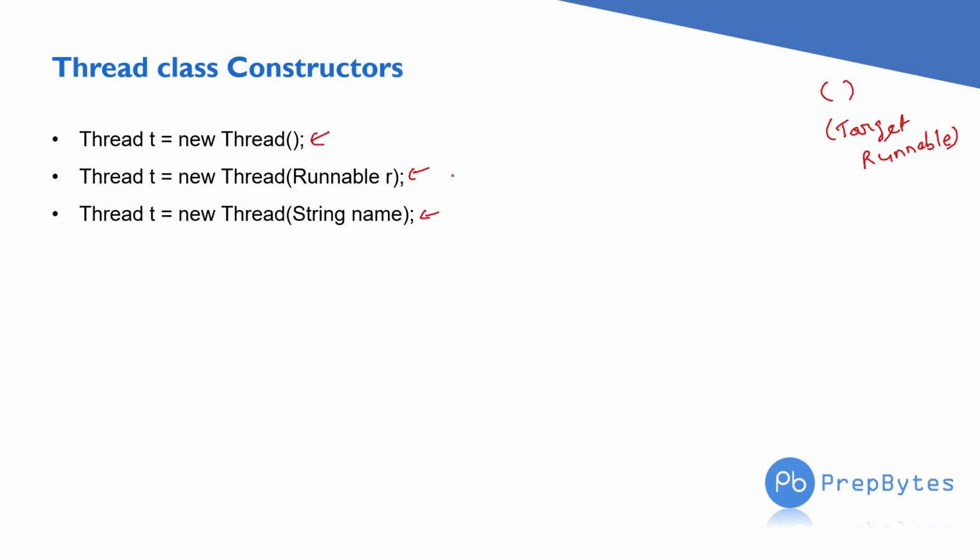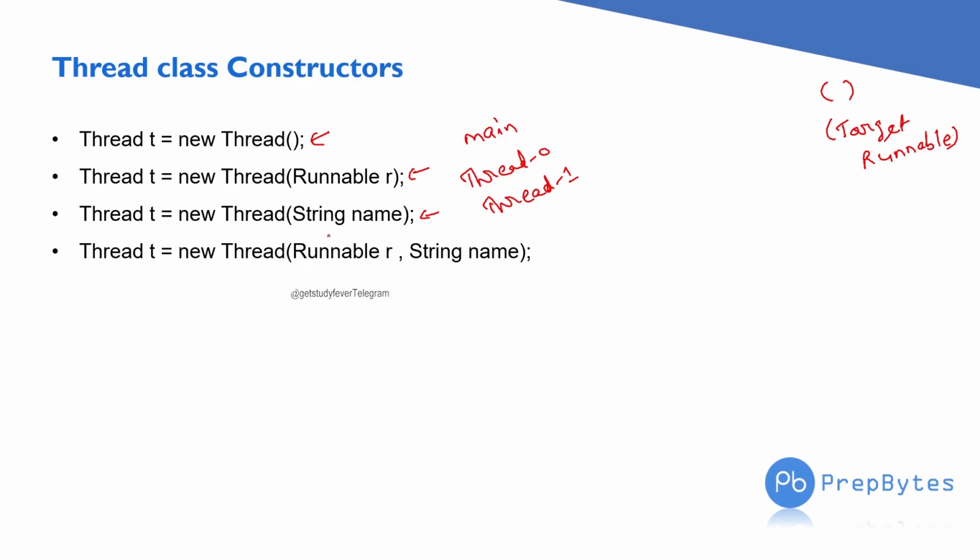Every thread in Java has a name. The main thread has the name main, and all the rest of the threads have a default name as Thread-0, Thread-1 in the order they are created. So we can pass our own name as well, and we will use this to name our thread. Next, we can also name the thread which is of target Runnable. Next is ThreadGroup.